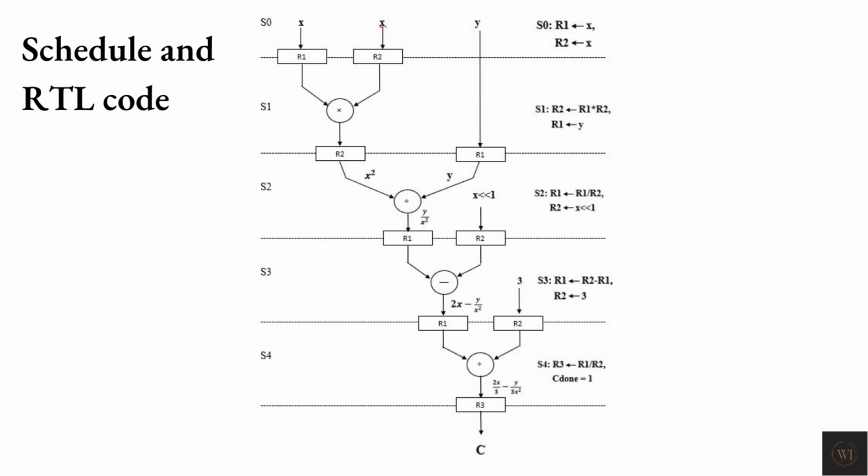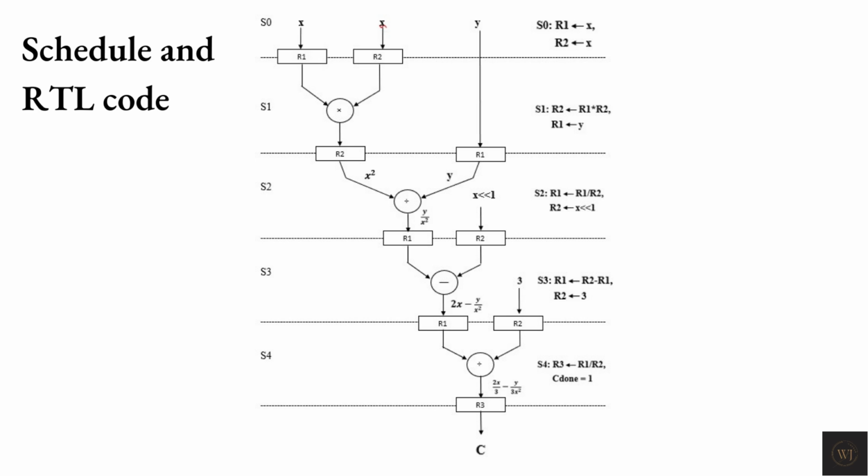State 2. Substitute result, register 1 divide by register 2, into register 1. Substitute variable x shift by 1 into register 2. State 3. Substitute result, register 2 minus register 1, into register 1. Substitute constant 3 into register 2. State 4. Substitute result, register 1 divide by register 2, into register 3.